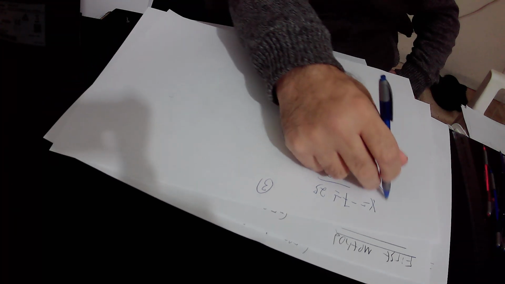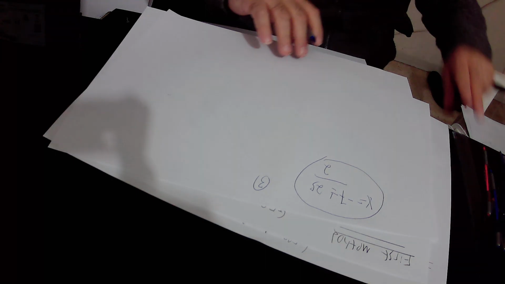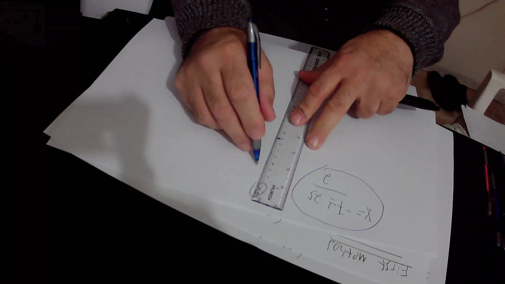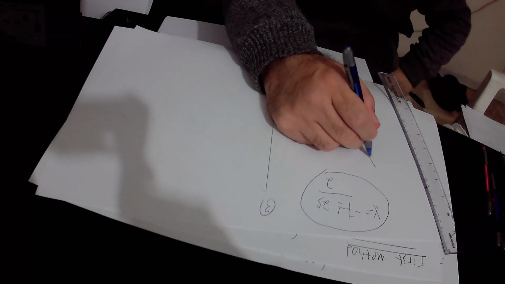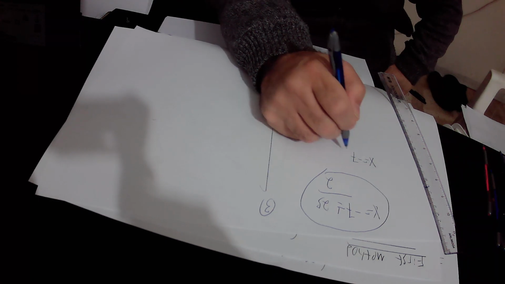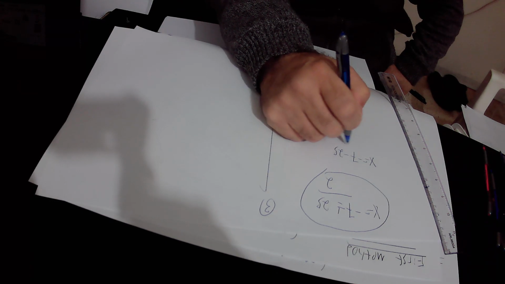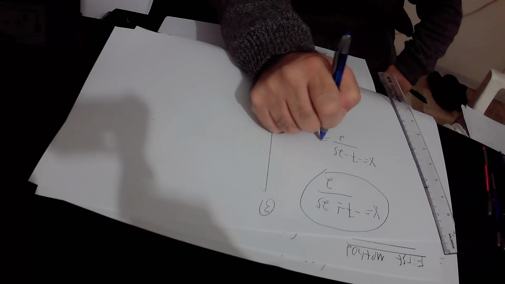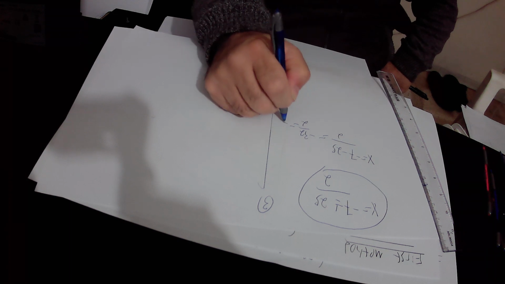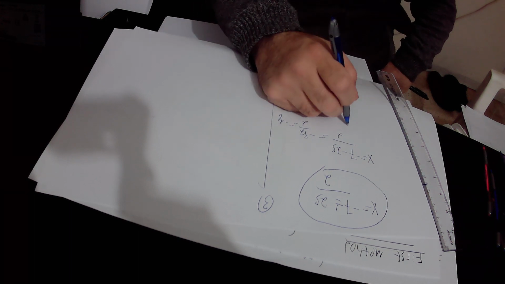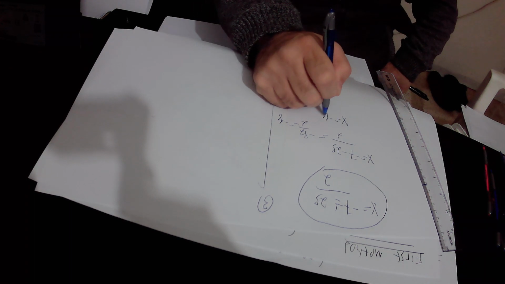So here we have two solutions that are possible for x. The first solution for x is that x equals minus 7 minus 25 over 2. Minus 7 minus 25 is minus 32, and minus 32 over 2 is minus 16. So in conclusion, we found out that x equals minus 16.